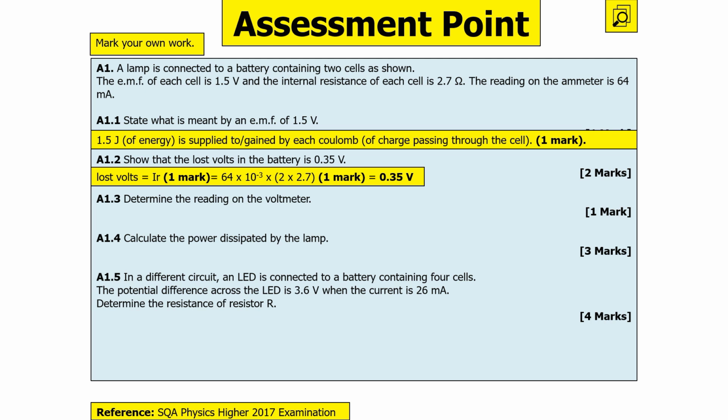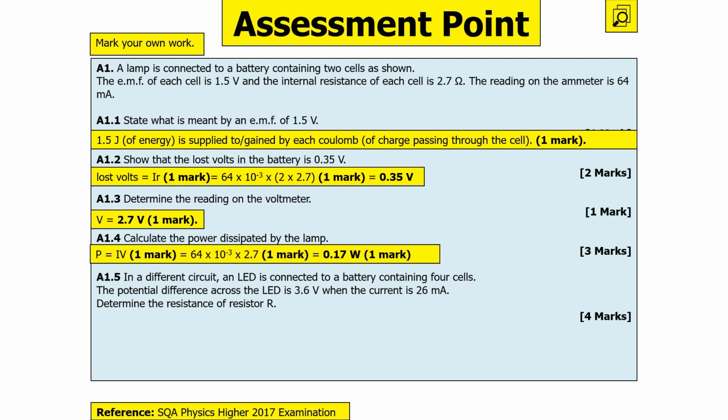So therefore, the potential difference will be the EMF minus the lost volts, so we know the reading on the voltmeter is going to be 2.7 volts. The power is equal to IV, so it's current times potential difference, so it's 0.17 watts.